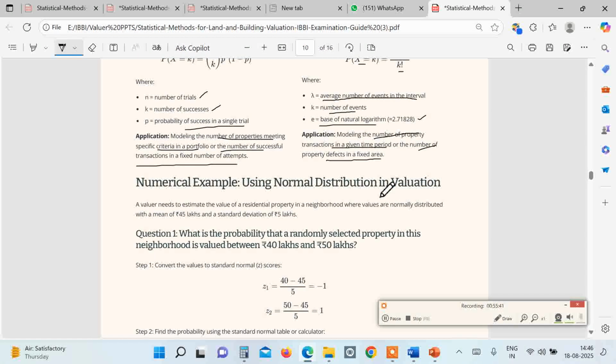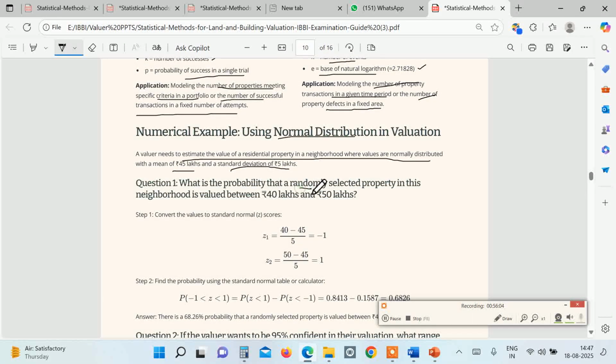We will be taking an example that will make things clear. First, we are using an example with the normal distribution. A valuer needs to estimate the value of a residential property in a neighborhood where the values are normally distributed with a mean of 45 lakh and a standard deviation of 5 lakh. What is the probability that a randomly selected property in this neighborhood is valued between 40 lakh and 50 lakh?